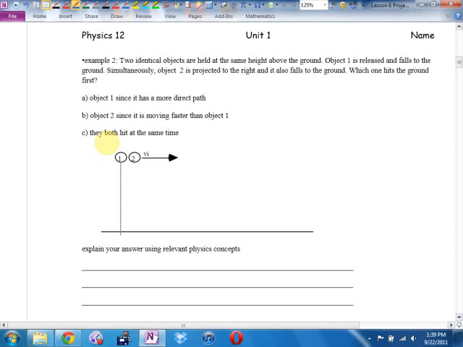This is the key idea behind projectiles, Shannon. What we're going to do from now on, whenever we think about a projectile, we're going to think of it as having two components, horizontal and vertical. And vertically, all projectiles fall at the same time.